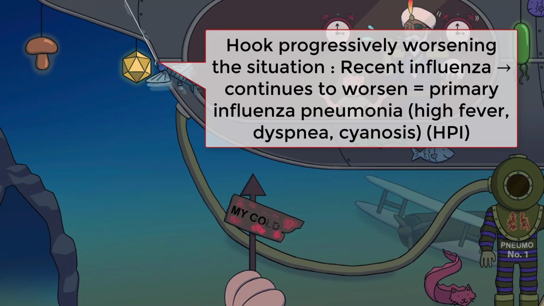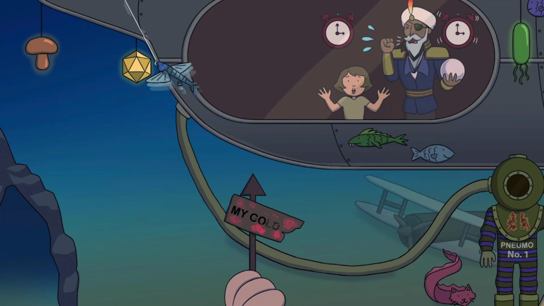Primary influenza pneumonia is when the influenza virus, rather than bacteria, infects the lung. This is even more severe, though uncommon. Instead of the classic timeline with improvement and then acute worsening of symptoms, characteristic of secondary bacterial pneumonia, patients with primary influenza pneumonia experience persistent and then progressively worsening symptoms, as depicted by this fishhook here, pulling the influenza fish higher and higher. Look for high fever, dyspnea, and even cyanosis.